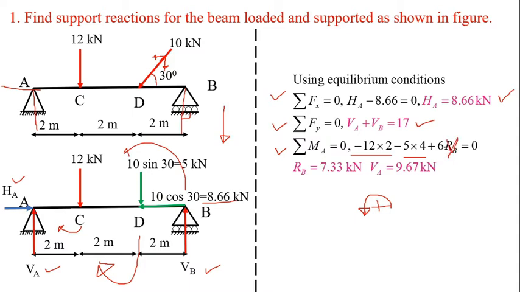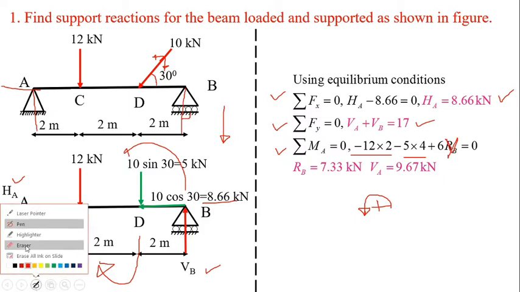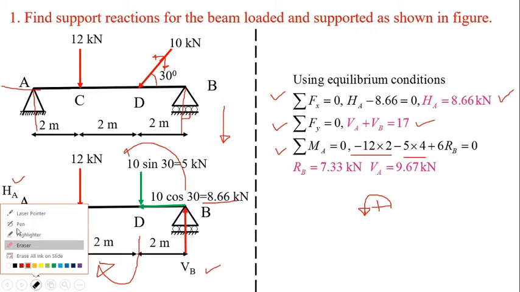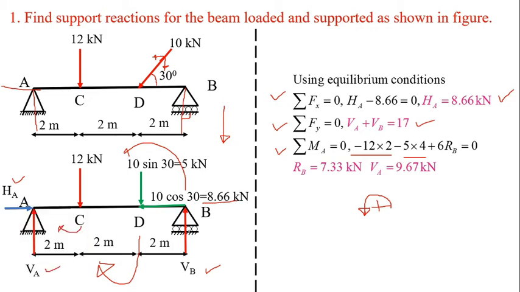Here we can use any letter, either R or V. Here let us use RB only, because only one reaction is there. If there are two reactions at B, it is better to use VB and HB. So, here I will correct it, it is equal to RB.